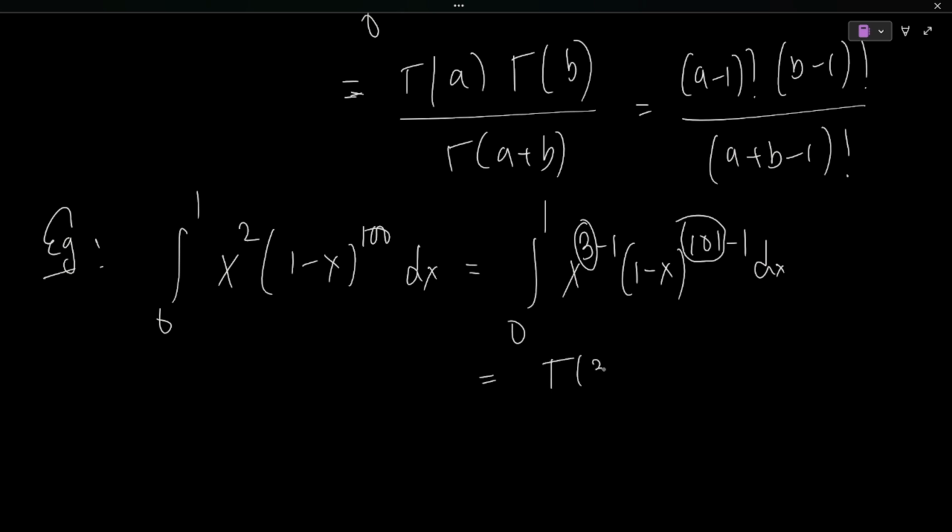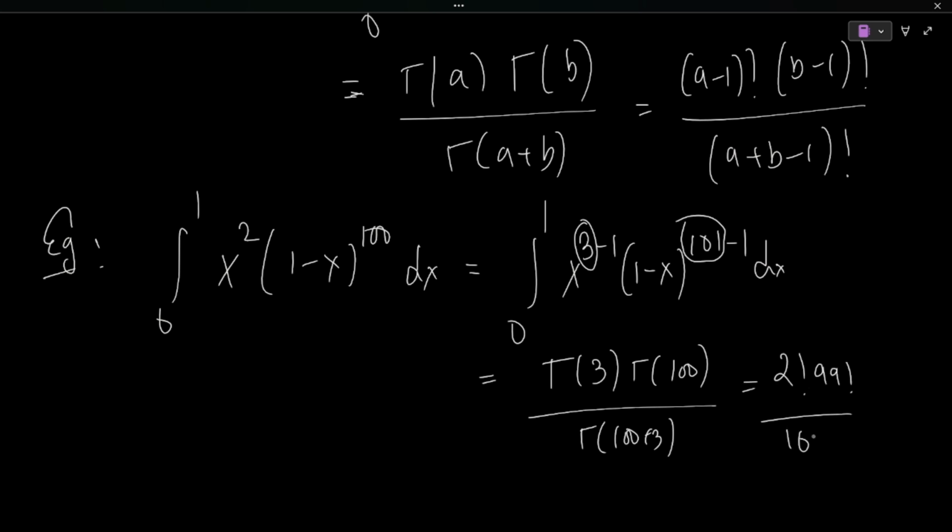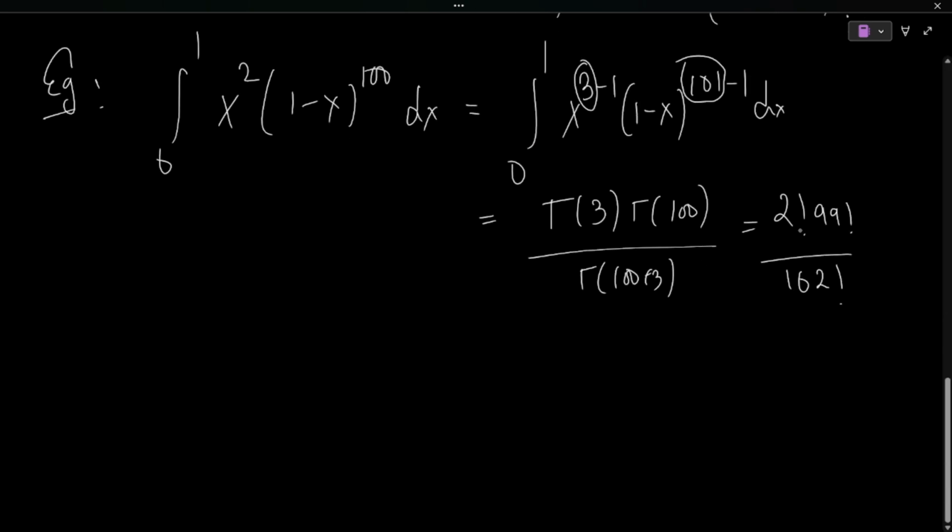This would mean this is gamma of 3, gamma of 101, and then gamma of 101 plus 3. But since these are natural numbers, we can simply write 2 factorial, 100 factorial divided by, not 103, actually 102 factorial. And you can cancel them off, right? You know that 102 factorial can be written as 102 times 101 times 100 times 99 factorial.